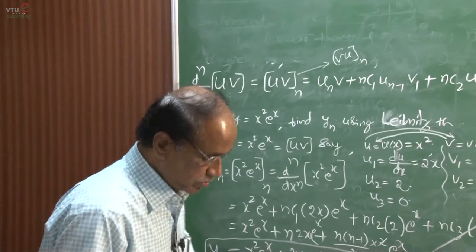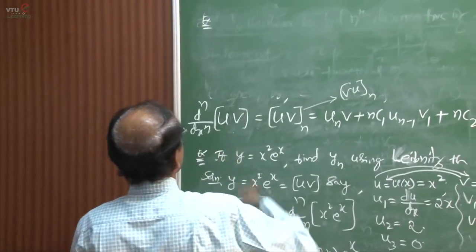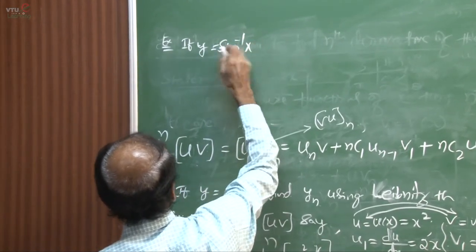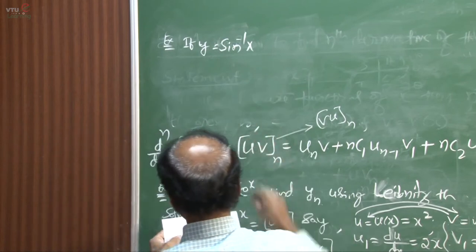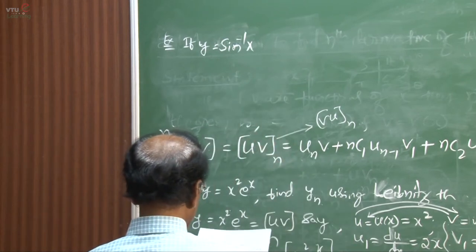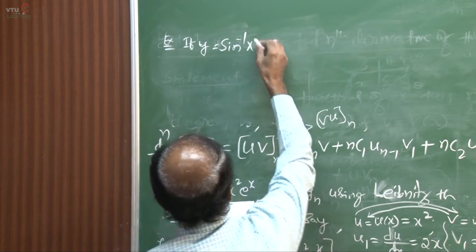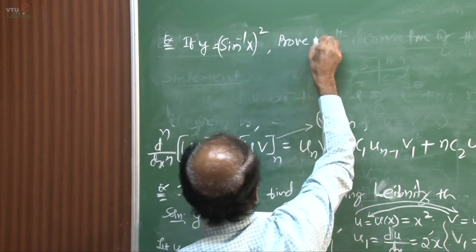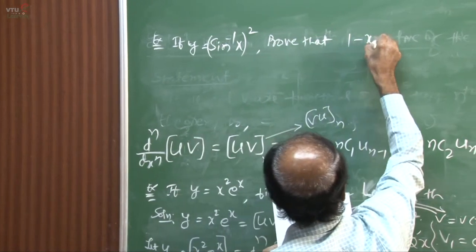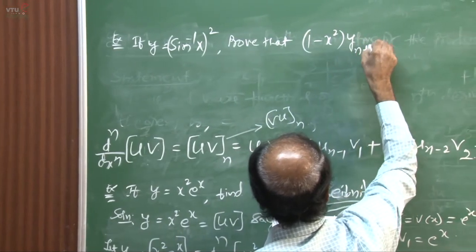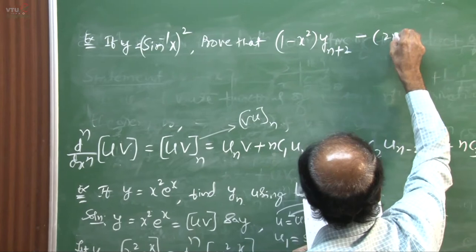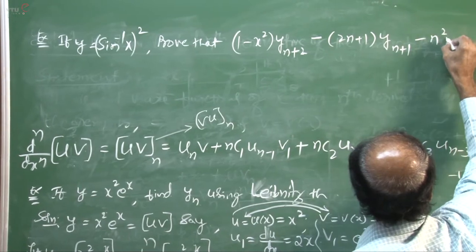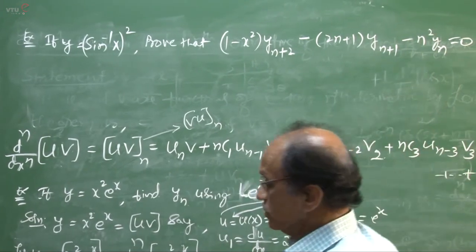One among the standard problems is this one. If y is equal to sine inverse x whole square, prove that 1 minus x square into y_(n+2), minus 2n plus 1 into x y_(n+1), minus n square y_n equal to 0.